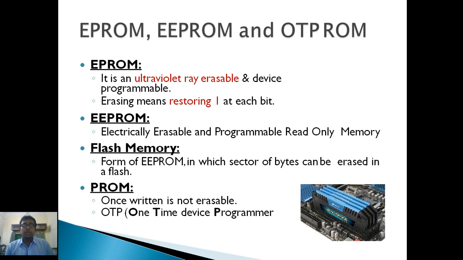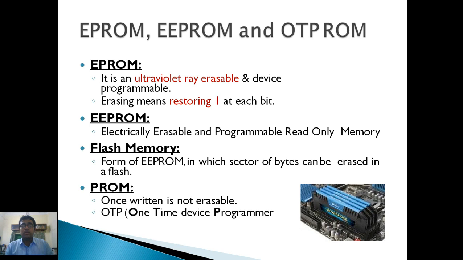EPROM, electrically programmable ROM. It is ultraviolet ray erasable and device programmable. Erasing means restoring one at each bit. It means it can be erased with ultraviolet rays. This device is programmable, and in case of erasing, it means restoring one at each bit. As each piece of data gets erased, at each bit one has been restored.